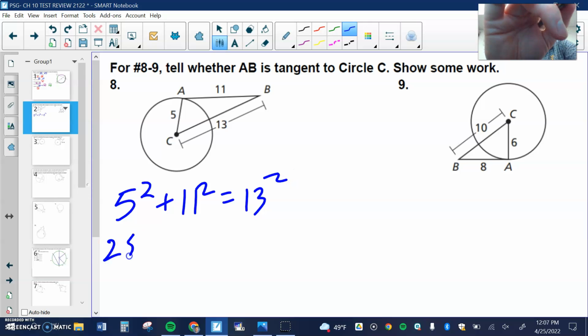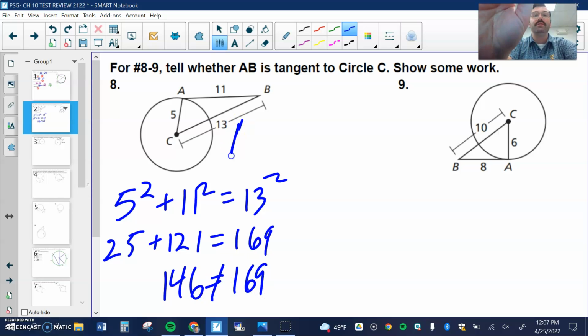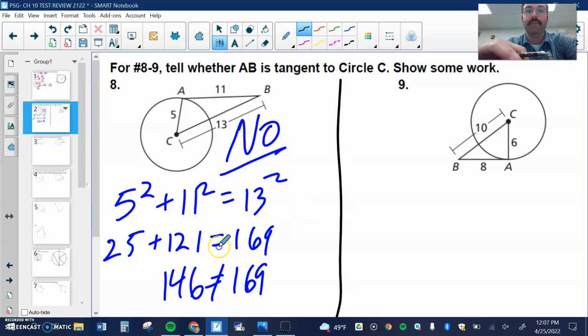Well, 5 squared is 25, plus 121, is 146. And that does not equal 169. So this would be a no. Okay. On the test, if you see a question like this, I would need to see this type of work. You cannot write down A squared plus B squared equals C squared on your actual green sheet. You should know what the Pythagorean theorem is at this point. Okay?